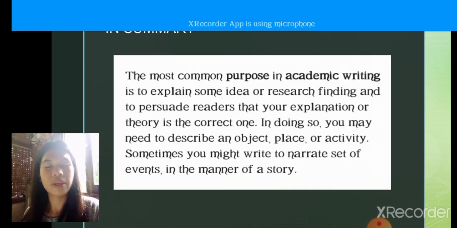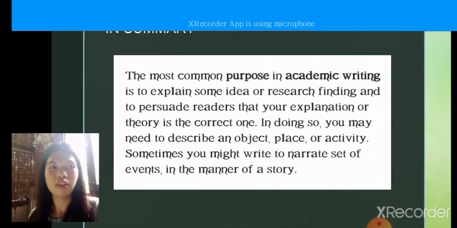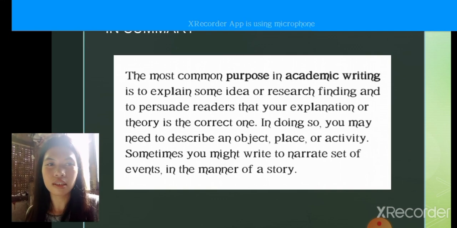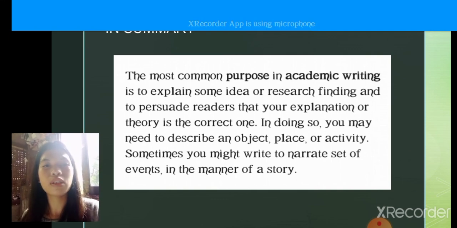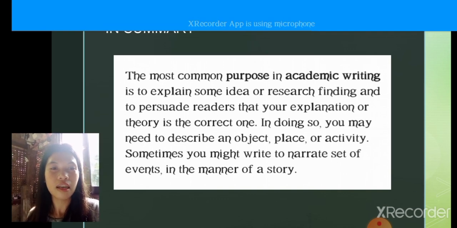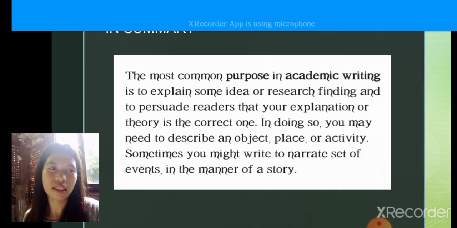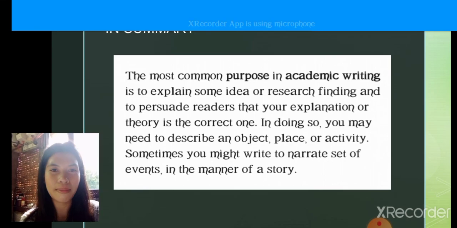So, in summary, the most common purpose in academic writing is to explain some idea or research finding and to persuade readers that your explanation or theory is the correct one. In doing so, you may need to describe an object, place, or activity. Sometimes you might try to narrate a set of events in the manner of a story.